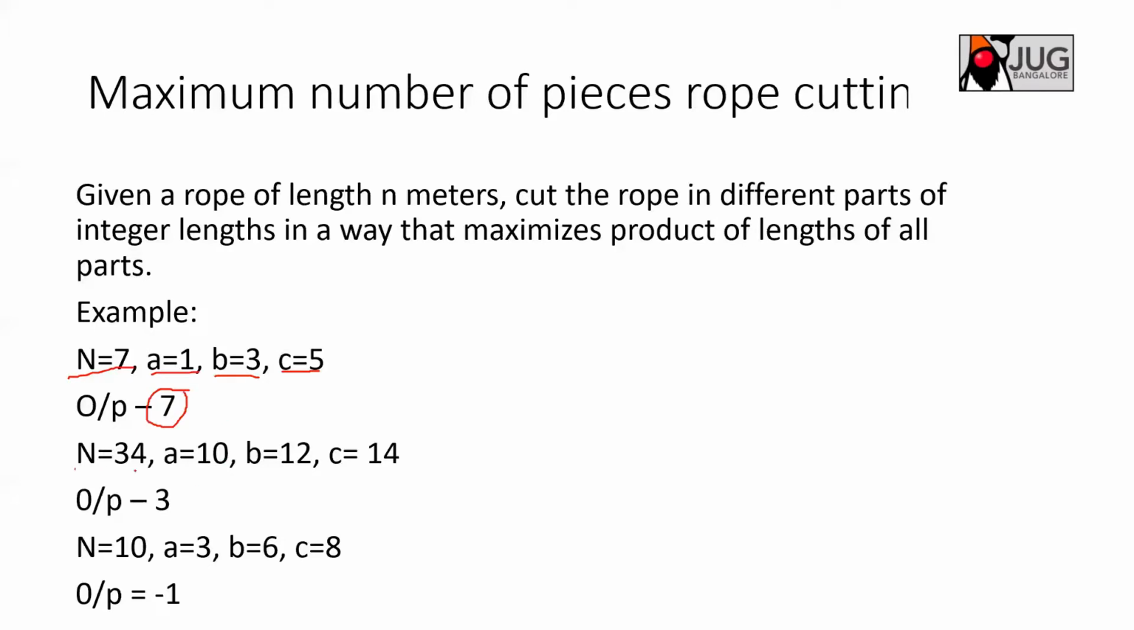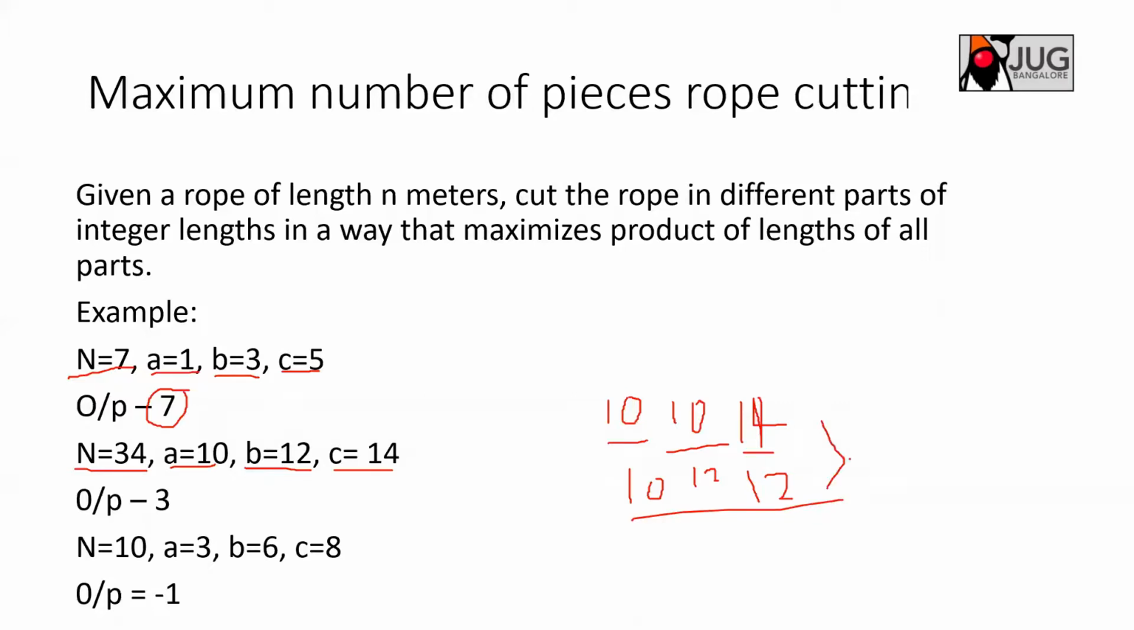Similarly, let's see a rope length of 34 meters here, and the cuts you can make are of length 10, 12 or 14 meters. So how can you cut the rope? You can cut with 10, 10 and 14. This is the right combination: two cuts of 10 meters and one cut of 14 meters. Or you can have one cut of 10 meters and two cuts of 12 meters. So how many cuts can you make? Either way, you can make 3 cuts only.